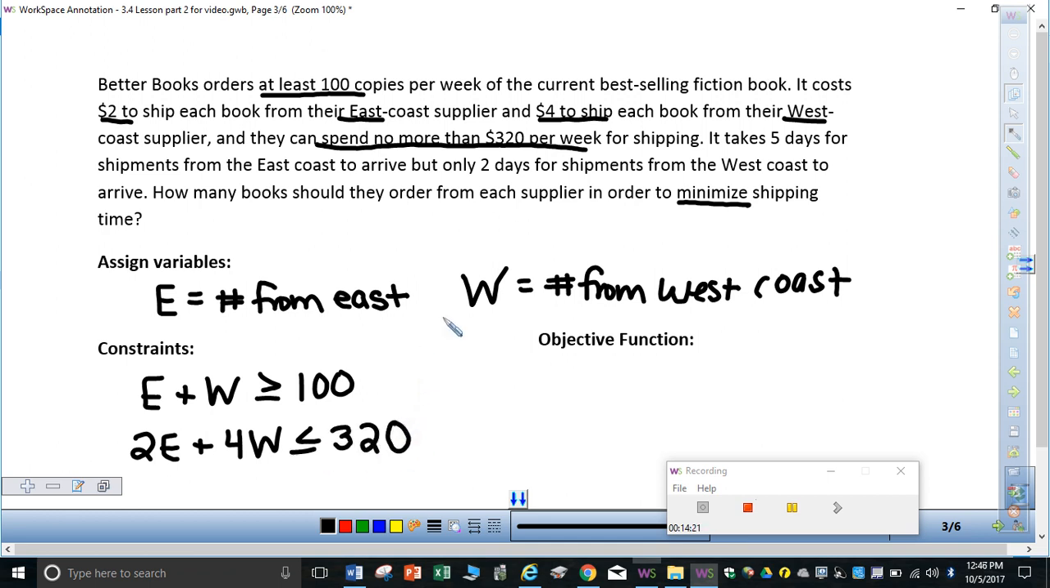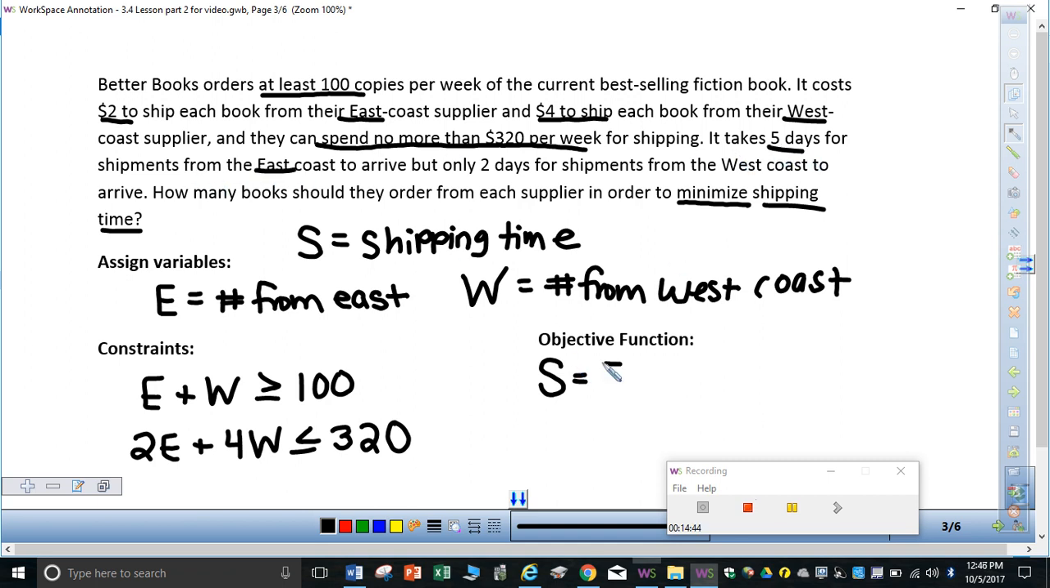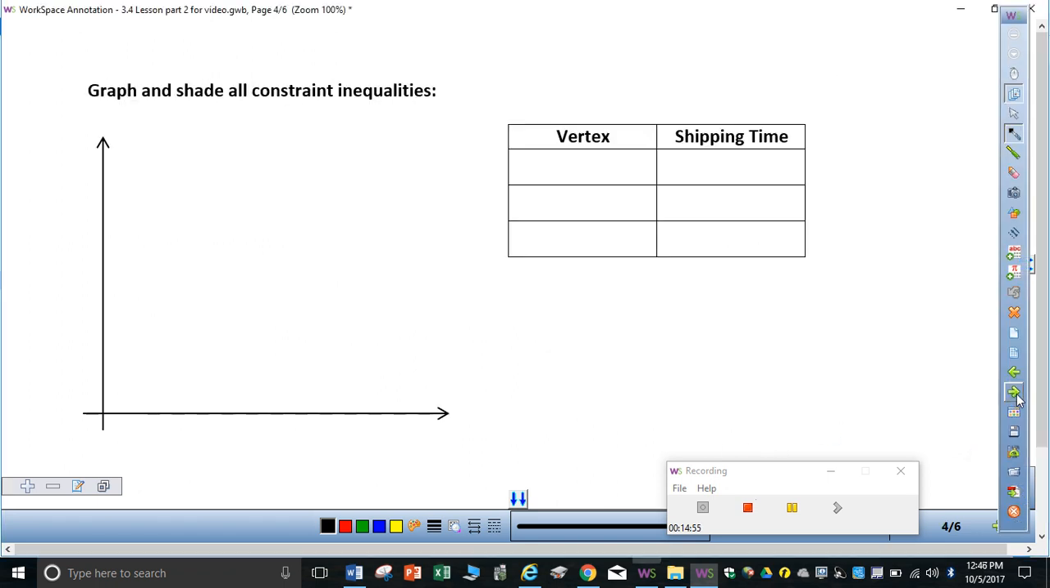All right, for the objective function, we're wanting to minimize shipping time. So let's have another variable, maybe S, to represent the shipping time, in days. For the objective function, we can say the shipping time will be equal to 5 days for each book from the East Coast, 2 days for each book from the West Coast. And we're wanting to find the minimum this time instead of the maximum.